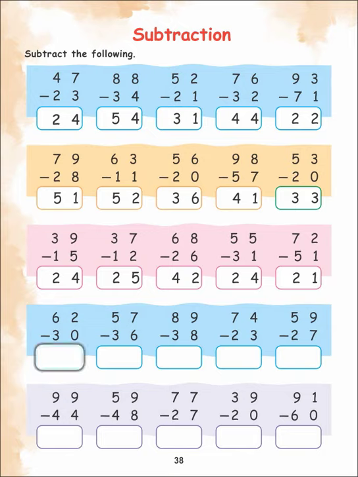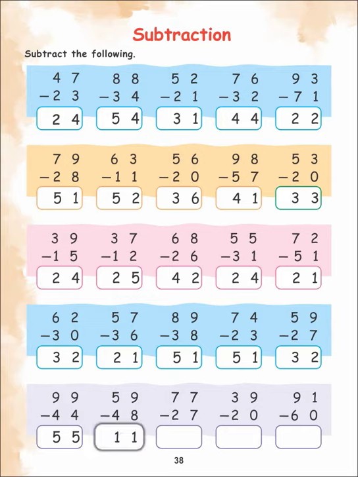62 subtract 30, 32. 57 subtract 36, 21. 89 subtract 38, 51. 74 subtract 23, 51. 59 subtract 27, 31. 99 subtract 44, 55. 59 subtract 48, 11. 77 subtract 27, 50. 39 subtract 20, 19. 91 subtract 60, 31.